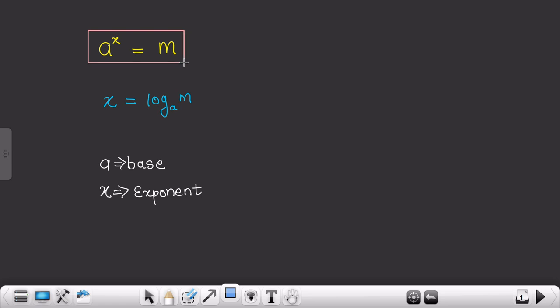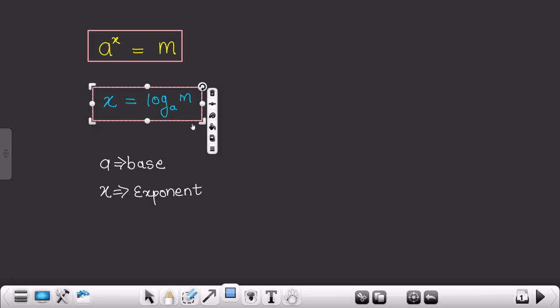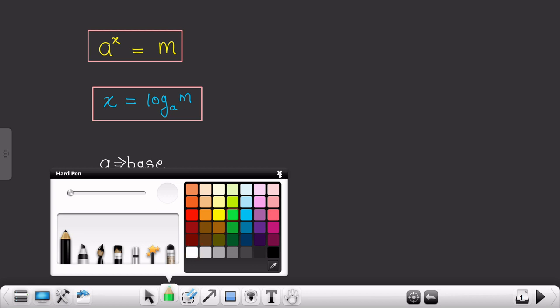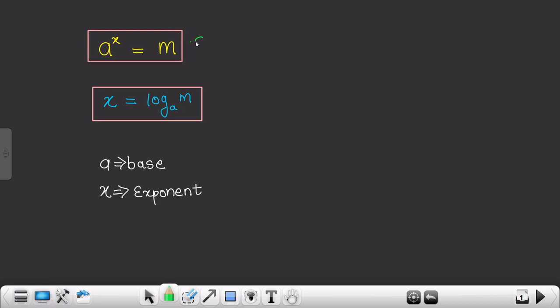So this is one equation and this is another equation. This particular equation is known as the exponential equation. And this one is known as the logarithmic equation. Do not worry, we will see what exactly it is, but remember one thing: this equation is equal to this equation. The thing is just that we are dealing with log over here.